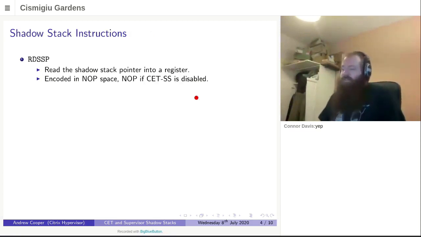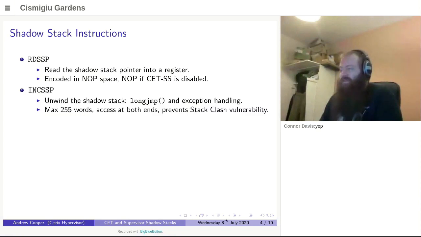You've also got some new instructions that come with this. First up is read shadow stack pointer. This is quite easy. It reads the value of the hardware shadow stack pointer register and gives it to you in a general purpose register. It's encoded in NOP space, so it will execute with no effect on older processors. And it turns out this property is very useful to determine whether CET is currently enabled on your system or not. I'll get to that bit a little bit later.